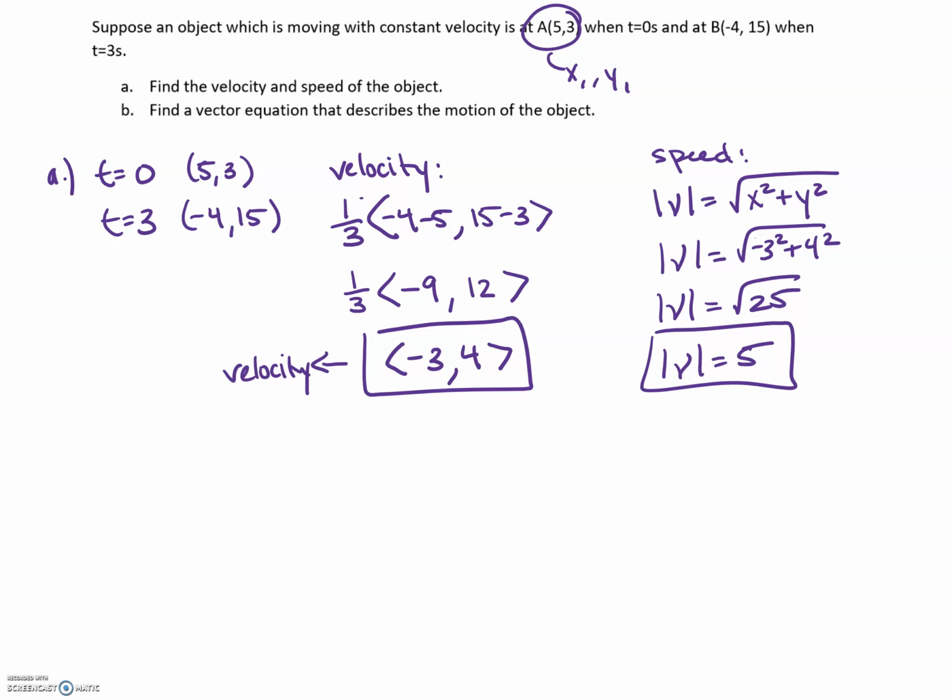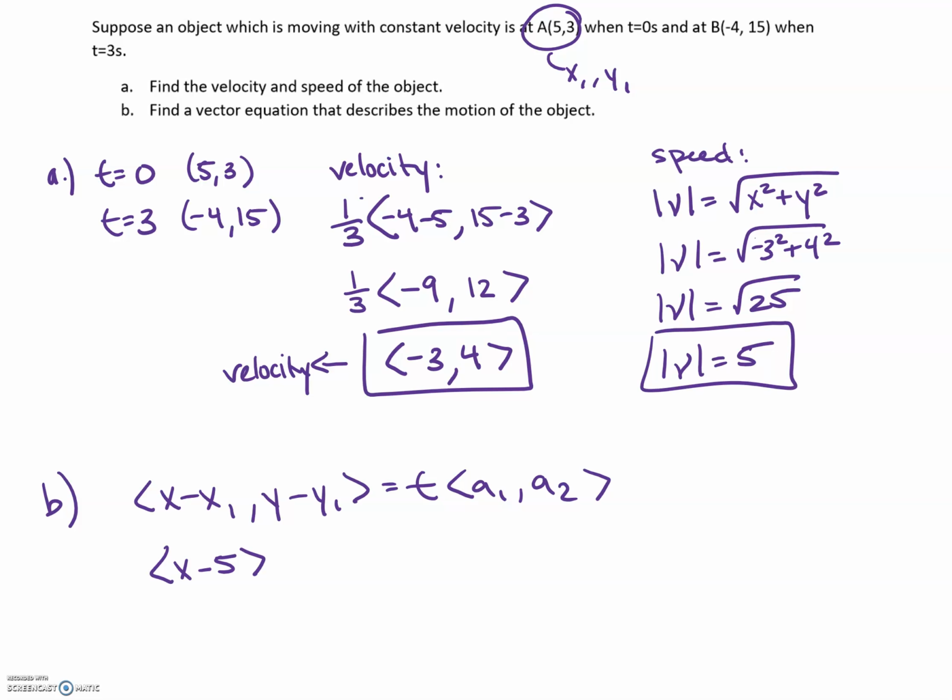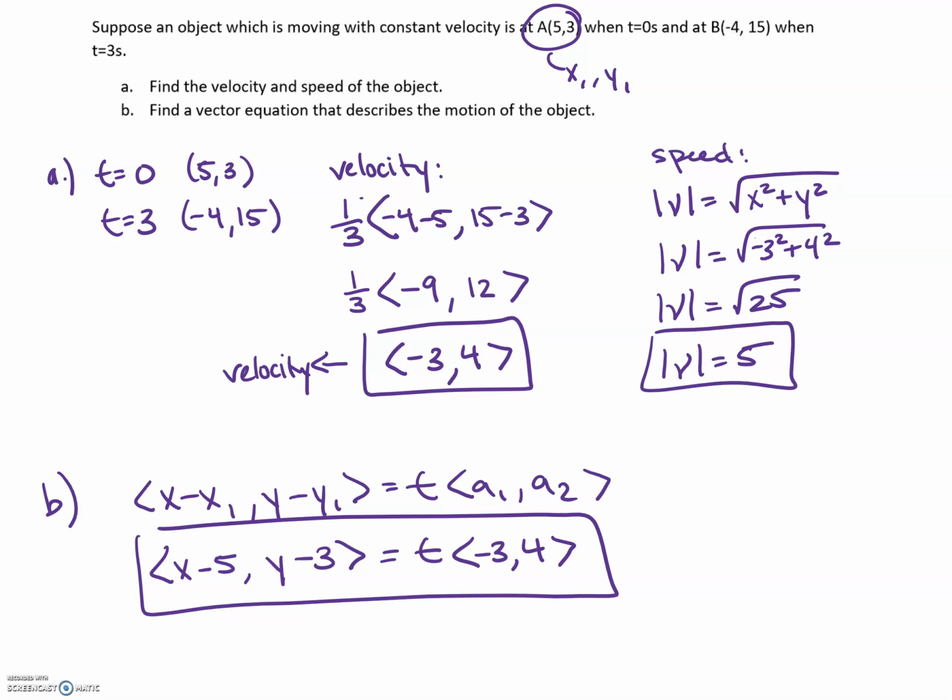Now part B is simply asking for our vector equation. So remember, our vector equation is going to look like this. So if I fill that information in, what was my x1? I go back up here, it was 5. Comma, y minus my y1, which was 3, equals t, and then my velocity I found to be <-3, 4>. So here's my vector equation that describes the motion of the object.